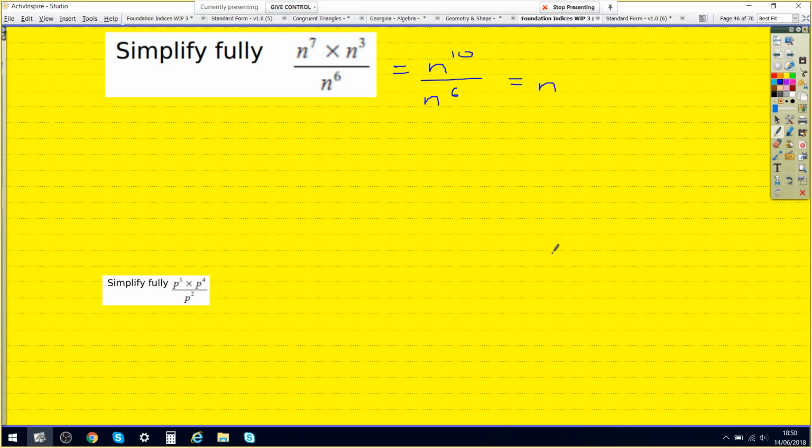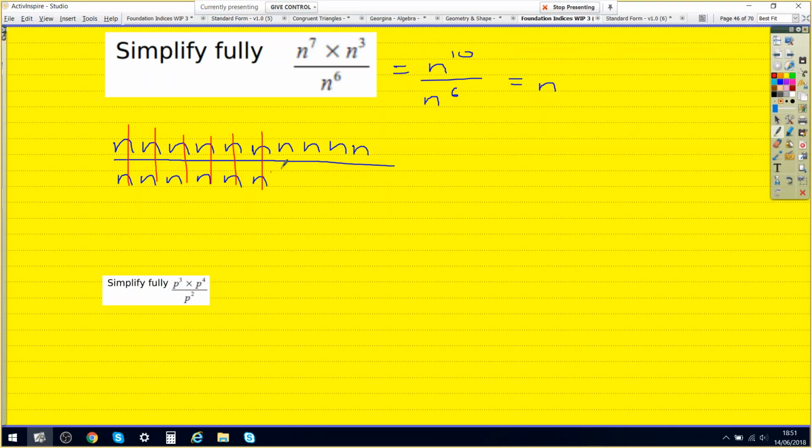What's the rule for dividing index numbers? Can't remember? Or if you do it the long way, 1, 2, 3, 4, 5, 6, 7, 8, 9, 10 n's on the top, and 1, 2, 3, 4, 5, 6 n's on the bottom. Oh, 4 n's. That's it. So it's basically subtraction. Yeah. And so what's the final answer? n to the power 4. Correct. That's it.